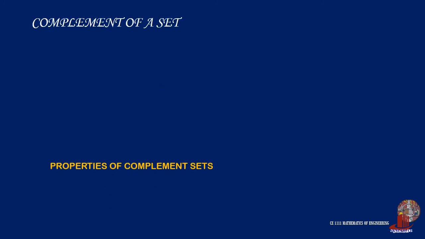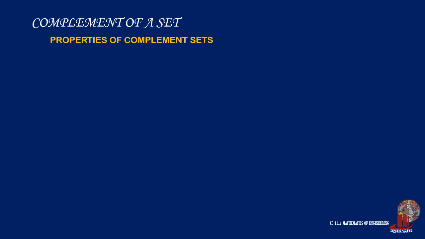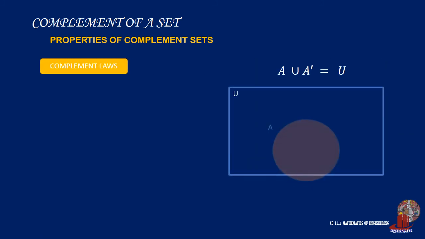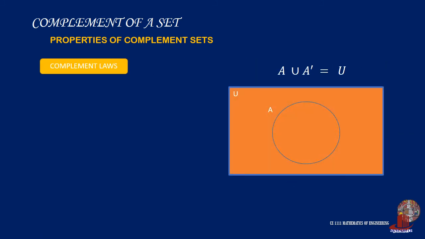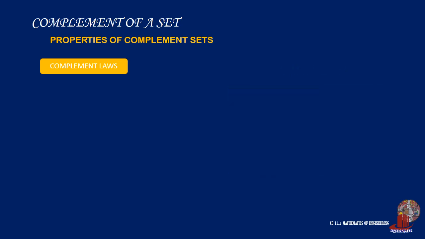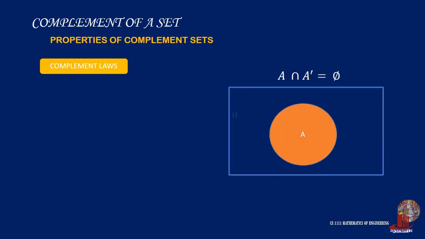There are some properties of complement sets. First are the complement laws. The first complement law states that the union of set A with its prime would still be equal to the universal set U. The second complement law states that the intersection of A with its prime or complement is still equal to null.